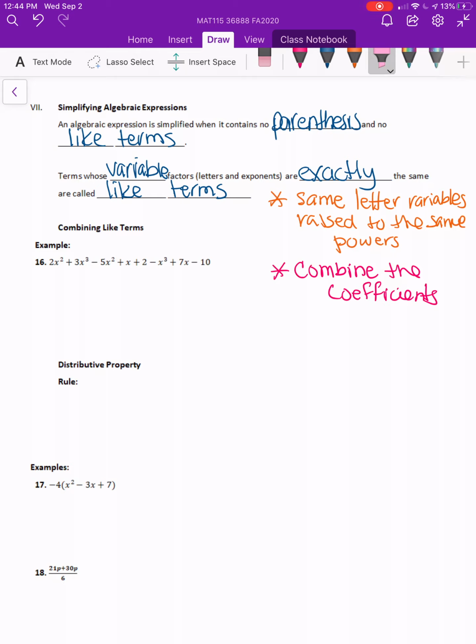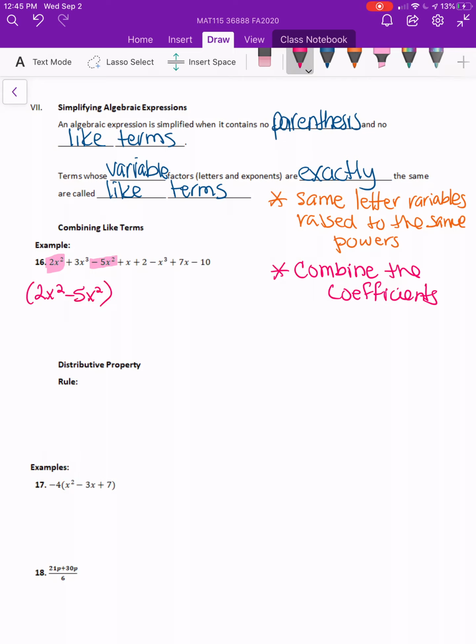Okay, so let me show you what this looks like, and I'm going to get my highlighter going here. So in this example number 16, we can see that this is an expression that's got a whole bunch of terms here. So we need to find the ones that are like terms, that are alike. So let's just start with this first guy here, so the 2x squared. We need to find another term that is like 2x squared, meaning it's going to have an x squared part exactly the same. So the other like term to 2x squared is going to be the minus 5x squared, or subtracting 5x squared. So those are going to be what we call like terms. So when we combine them together, we're going to have 2x squared minus 5x squared.